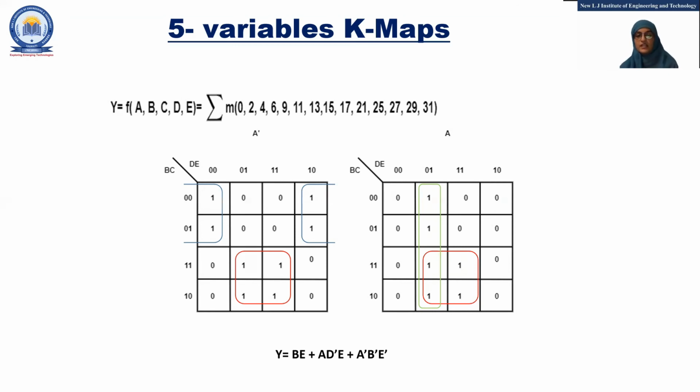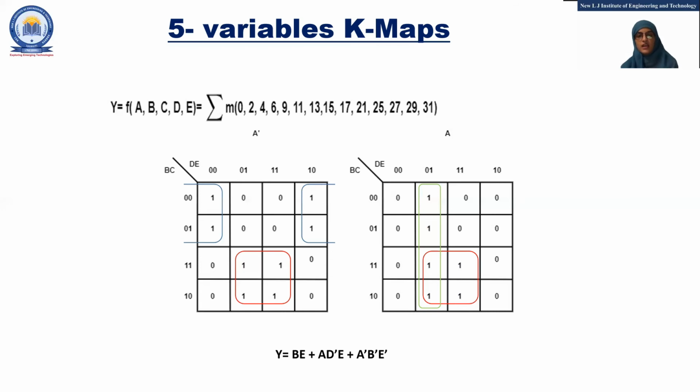So we can consider it as an octet. A quad from the first K-map and a quad from the second K-map. These both quads are overlapping, so we can consider it as an octet. Next, how to write the answer of this.